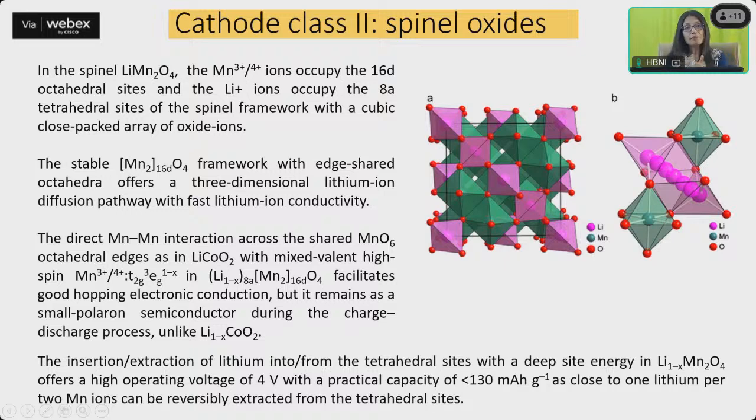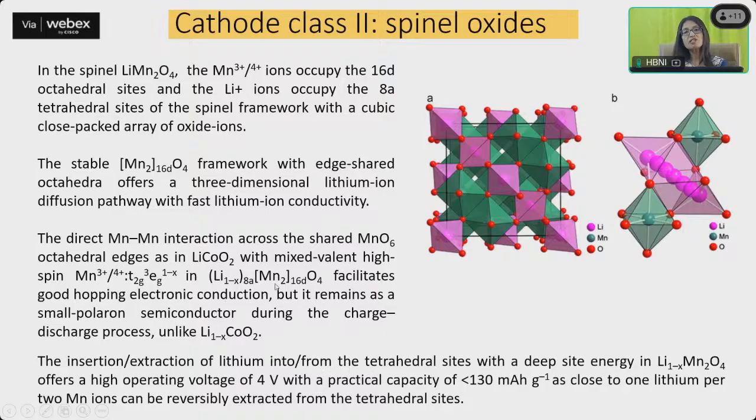And there is also direct Mn-Mn interaction, like the direct Co-Co interaction you found in LiCoO2 also. But here you have a direct Mn-Mn interaction across the shared MnO6 octahedral edges. And what is going to happen is this facilitates a very good hopping electronic conduction.